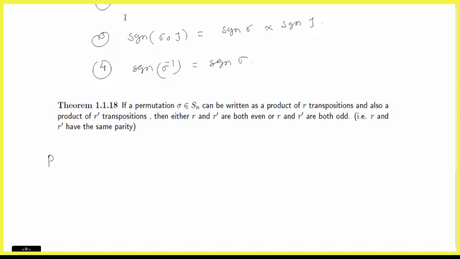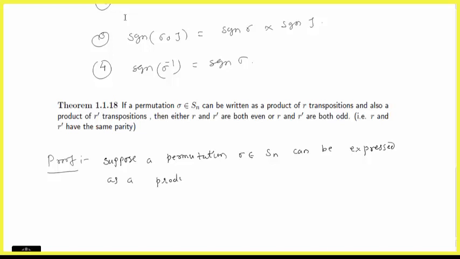Let us see the simple proof of this theorem. So suppose that a permutation sigma belongs to Sn can be expressed as a product of R transpositions.